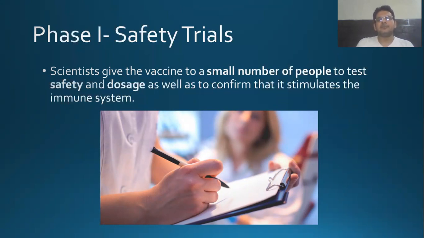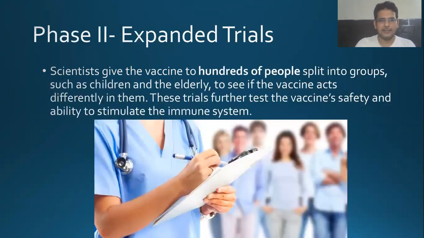Another thing is we check the dosage, what dosage we should give, and whether the dose that we are going to give is giving the immune response to the person or not. So the phase 1 clinical trials are focused on safety. They are called the safety trials.